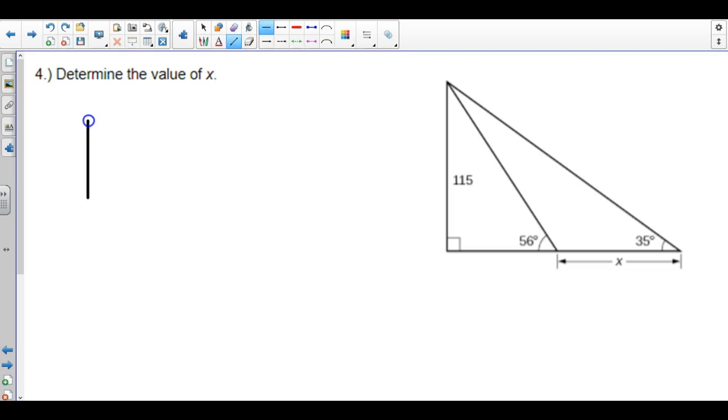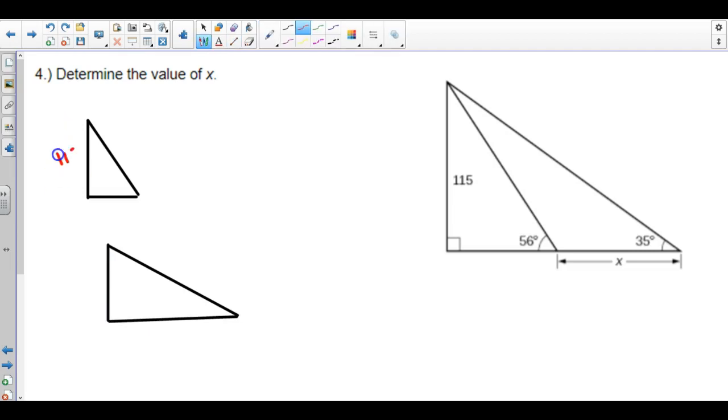So I'm going to look at the triangle that has the 56, which is the small one, and then I'm going to look at the larger triangle here, which has the 35 out in the corner. So what I'm going to do is label my 115 on both of my diagrams. I'm going to label this as 56. I'm going to label this as 35.